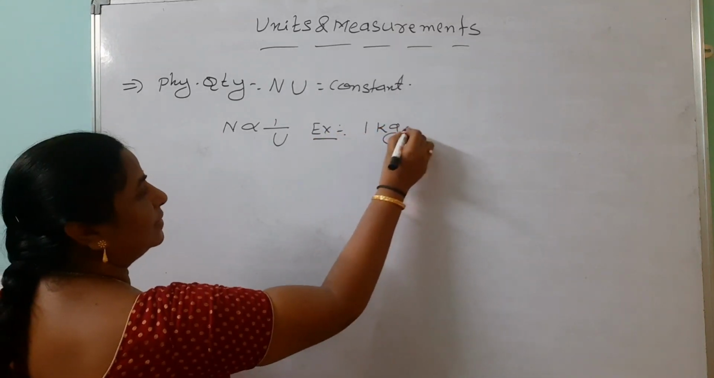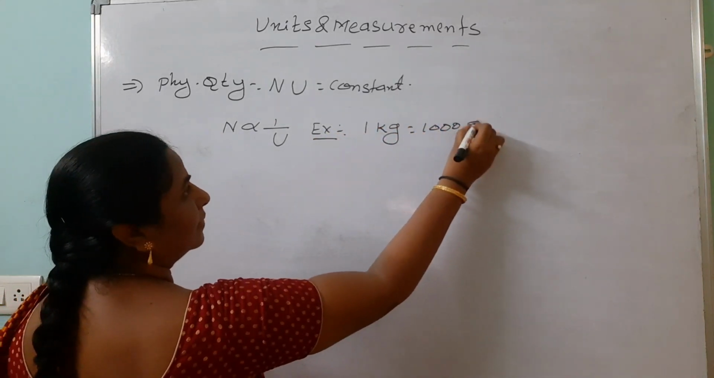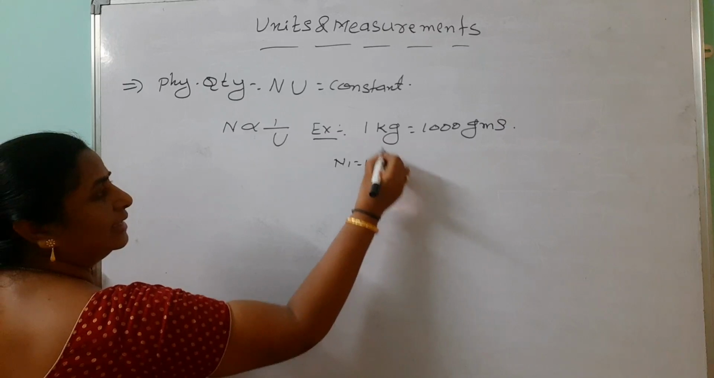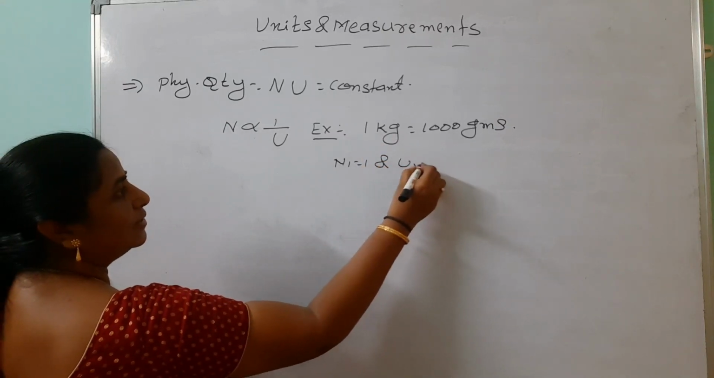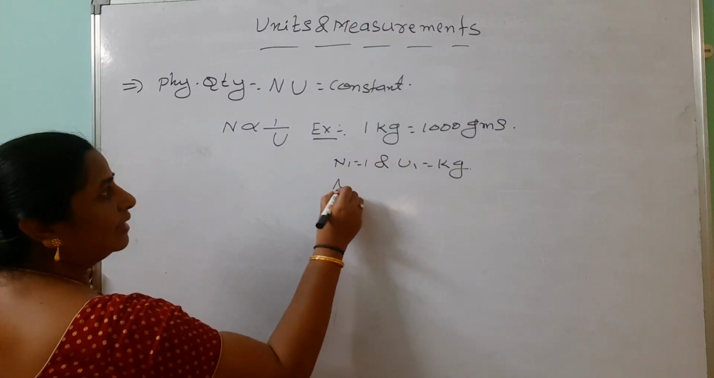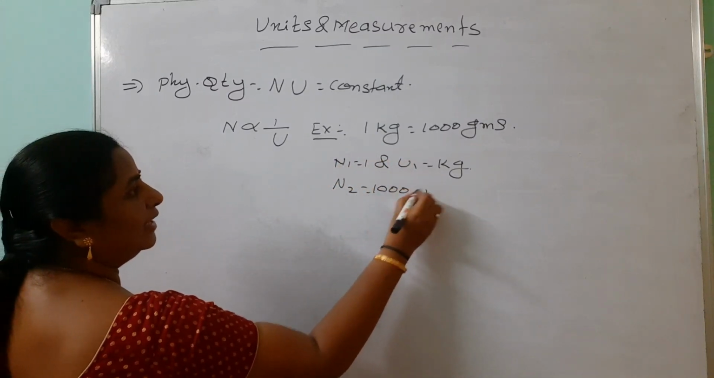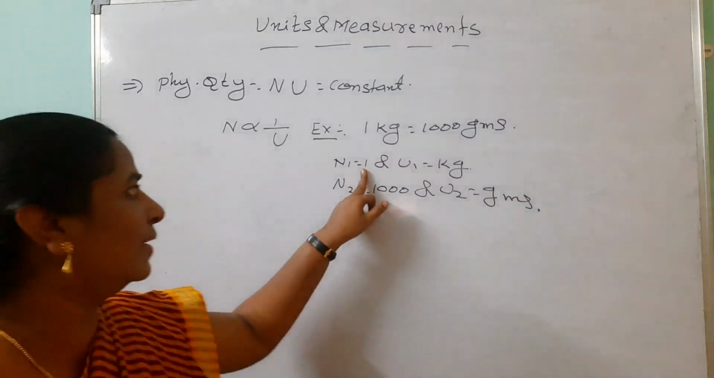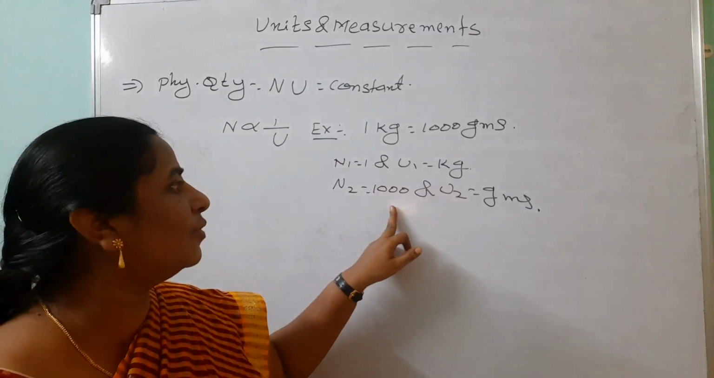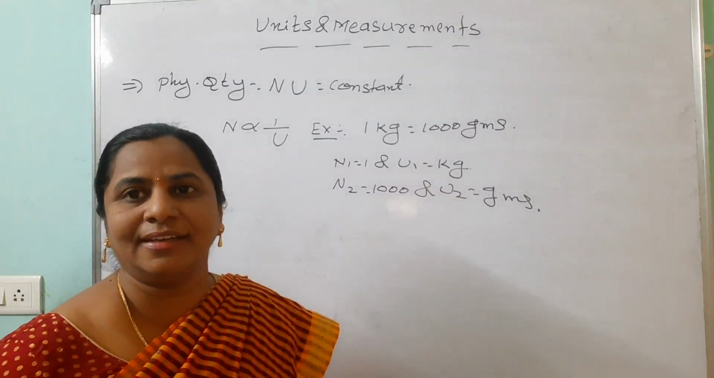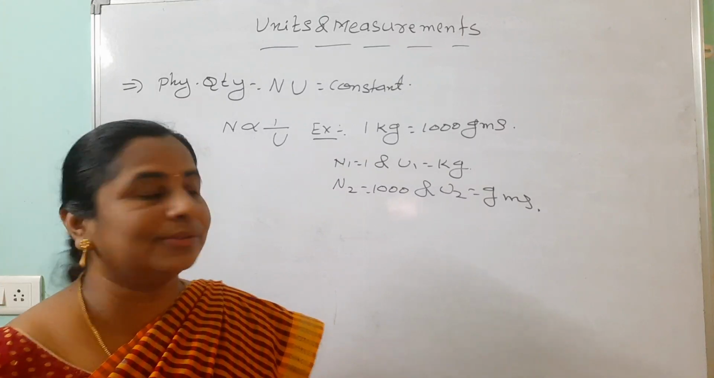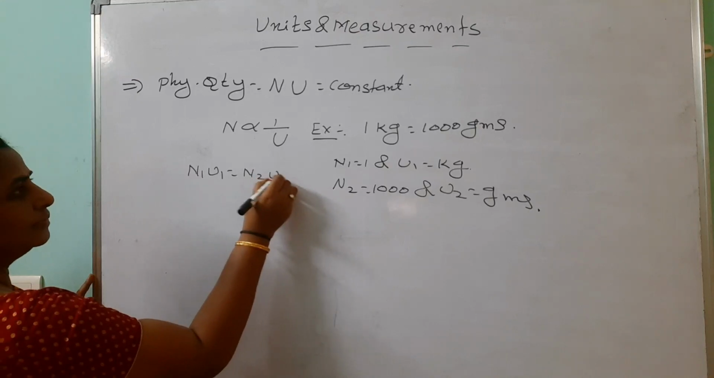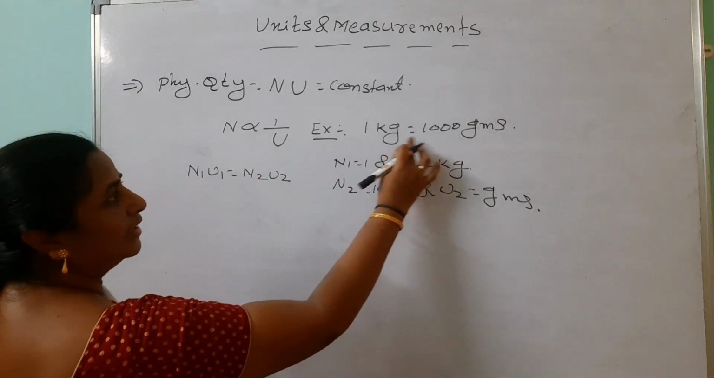1 kg equals 1000 grams. See here, n1 equals 1 and this unit u1 equals kg. Here n2 equals 1000 and u2 equals grams. See here, n1 is less but the unit is more. Here n2 is more but the unit is less. That's why n is inversely proportional to u. So you can write n1 u1 equals n2 u2. This is n1 u1 equals n2 u2.